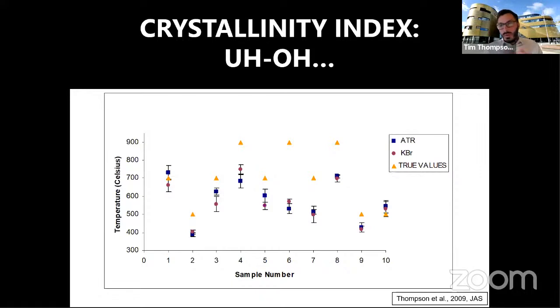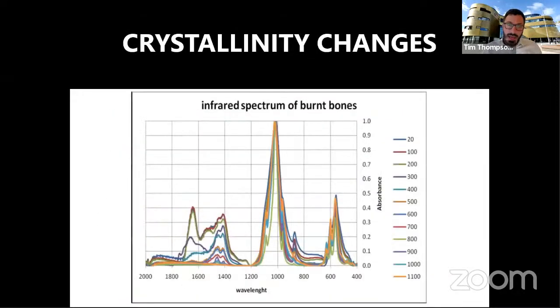Now, we were not put off by this, because in theory, this method should be reliable and more robust than color, partly because it takes more energy and effort from the fire to make those changes happen. So we went back to the drawing board a little bit, and we went back to this. And what we can see here on this graph are the FTIR spectra from thousands of pieces of experimentally burnt bone. And you can see the temperature of burning down the side, and you can see the spectra that the FTIR produces.